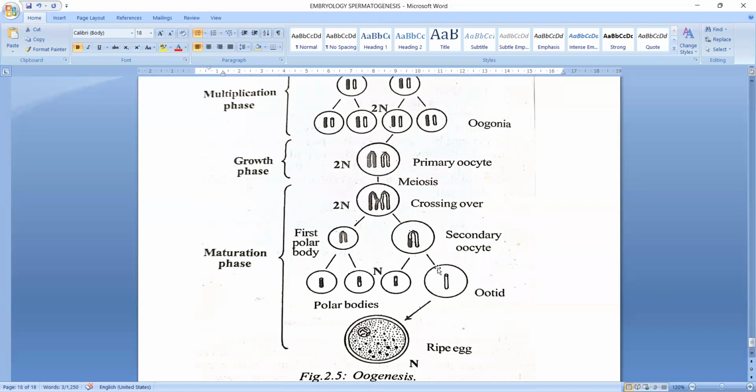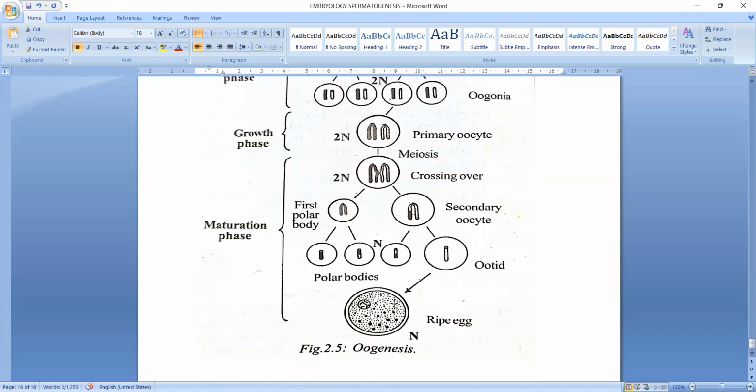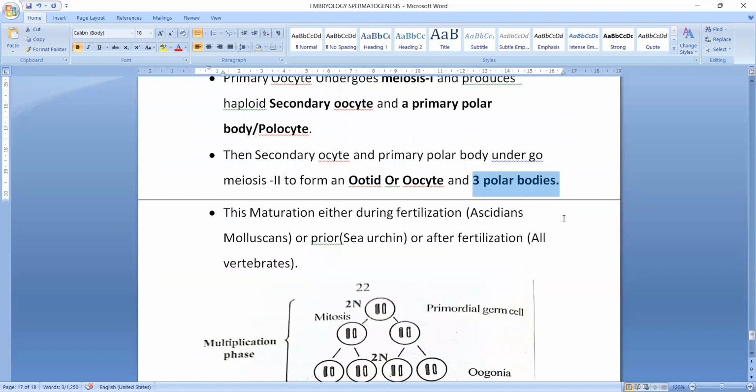Right after it forms from the secondary oocyte, we call it an oocyte. Still it is in an immature condition. It absorbs more food and increases in size. So that is the mature oocyte, which is called the egg or ovum. So this is how overall three polar bodies and one oocyte or ovum are formed.